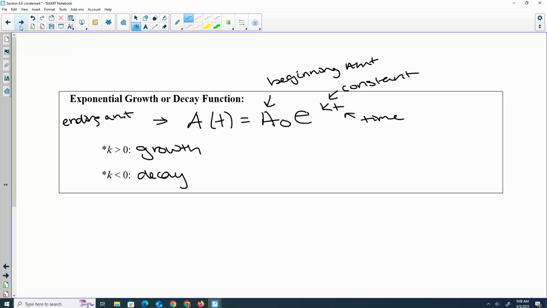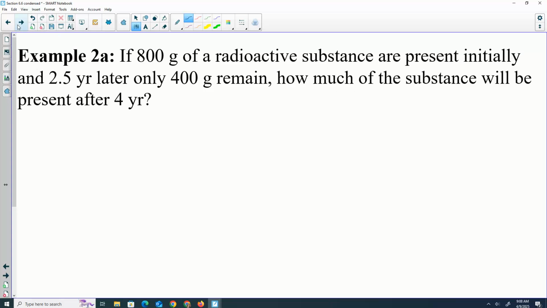So let's look at a question. If 800 grams of a radioactive substance are present initially, and 2.5 years later only 400 grams remain, how much of the substance will be present after 4 years? So this is our growth and decay. We have less of it as time goes on. So is k going to be a positive or a negative number? Negative, because the amount is decreasing over time.